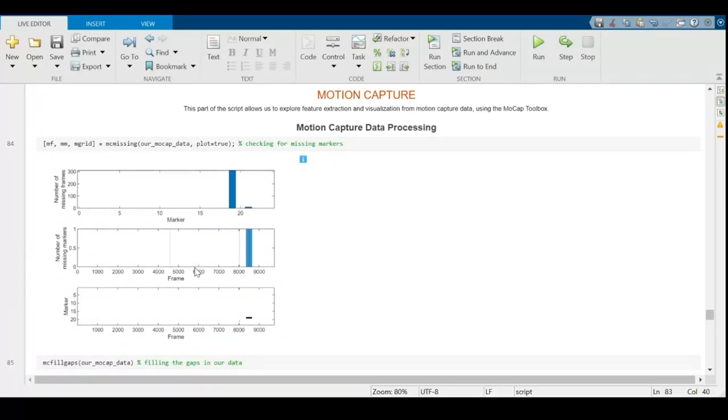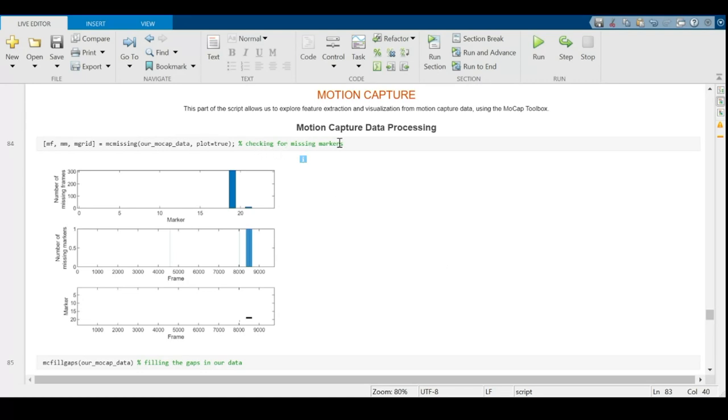This part of the script will allow us to explore feature extraction and visualization from motion capture data using the motion capture toolbox. Motion capture data in the context of multimodal music analysis involves capturing and recording the movements of musicians, dancers, or performers during a musical performance. This data is typically collected using specialized motion capture technology such as optical markers, accelerometers, or depth sensing cameras to track and record the precise motion and gestures of the performers. Motion capture data plays a crucial role in multimodal music analysis by providing a deeper understanding of the physical expressions and interactions of musicians and performers during a musical performance.